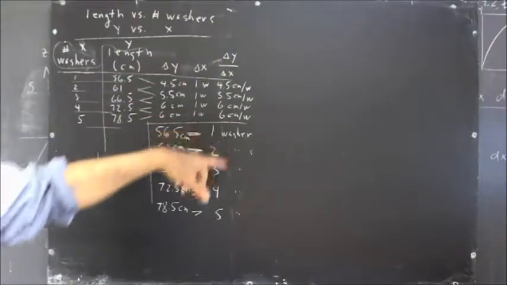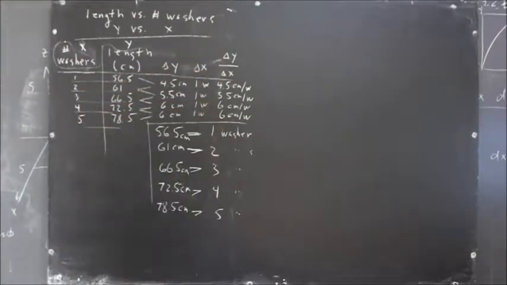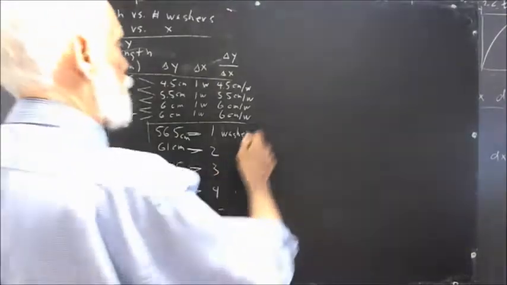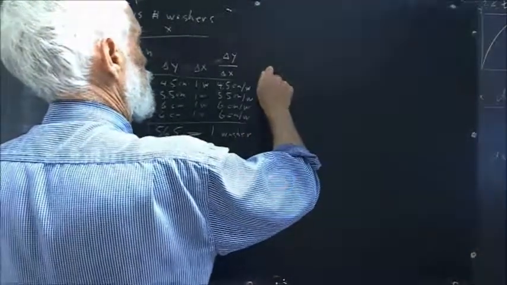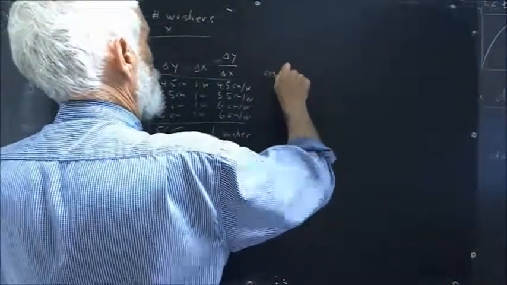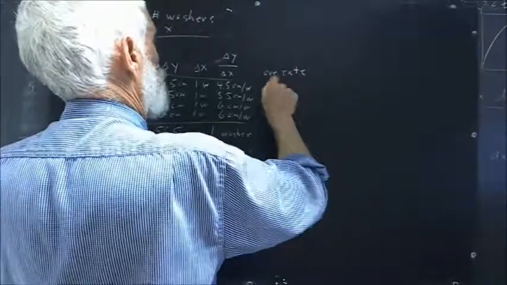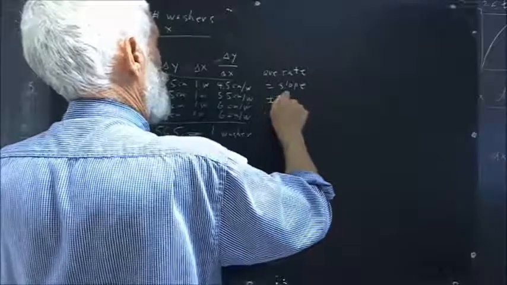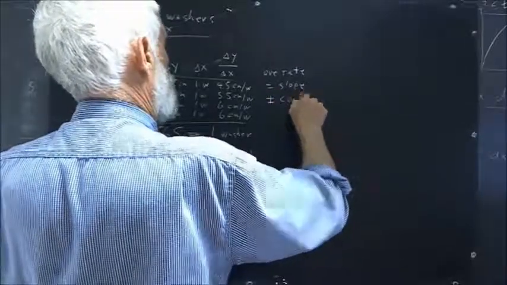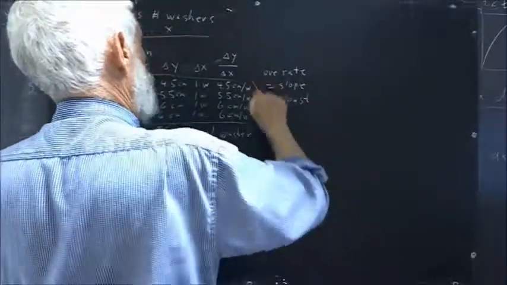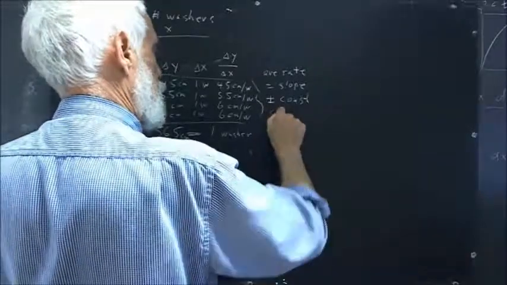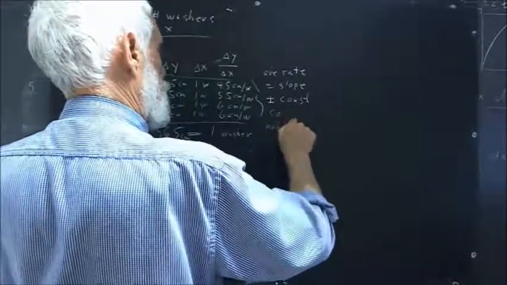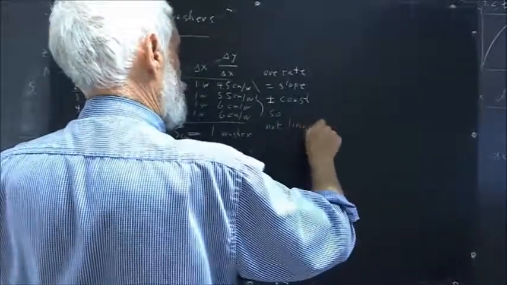We see that delta y over delta x is not constant. The average rate, which is equal to the slope, is not equal to some constant number. So the graph is not linear.